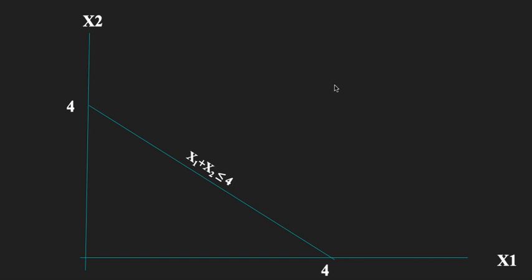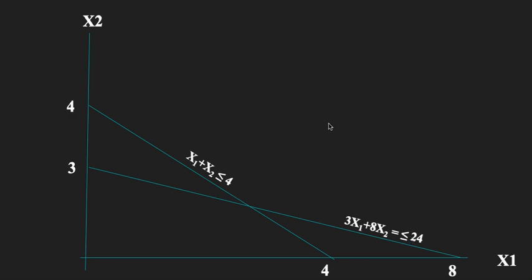Then for the second equation, we have x1 and x2 values as x1 is 8 and x2 is 3. So we are going to connect this. This is the x2 value, this is the x1 value. So we are going to connect this 3 and this 8 here, and the equation here is 3x1 plus 8x2 is less than or equal to 24. Fine.